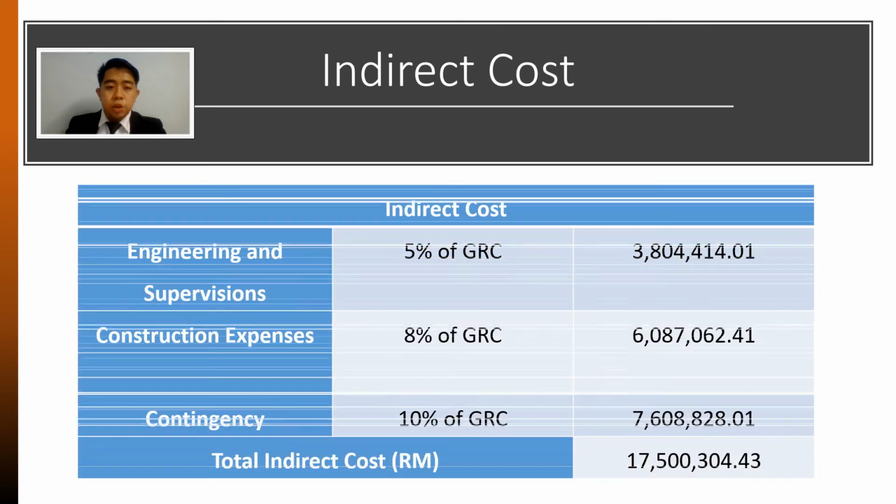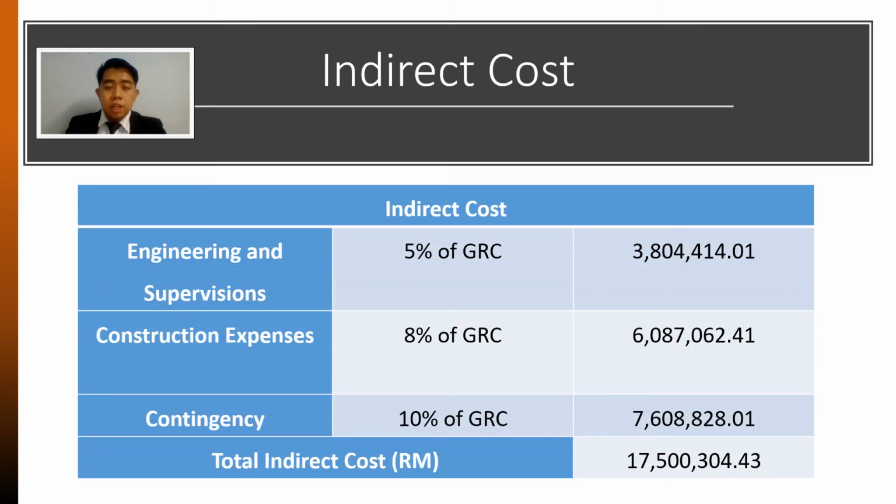Next, we need to identify the indirect costs. Indirect costs are costs that are not directly accountable to the cost object, such as a particular project, facility, function, or product. The indirect cost may be either fixed or variable. The total indirect cost of this plant is 17,500,304 ringgit.